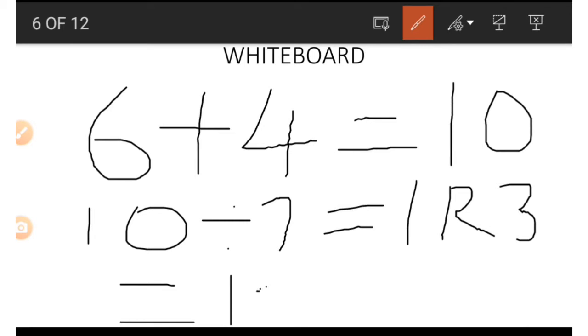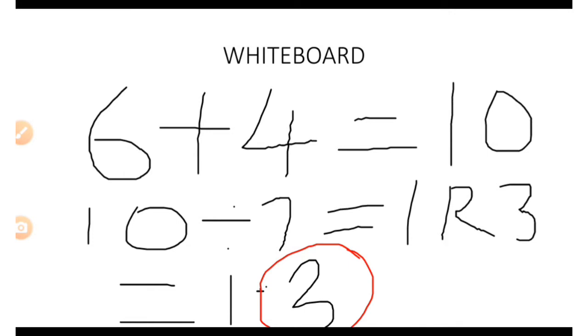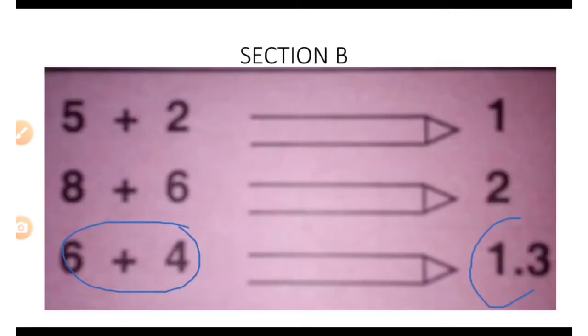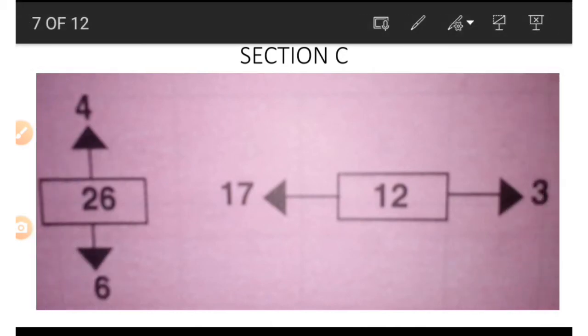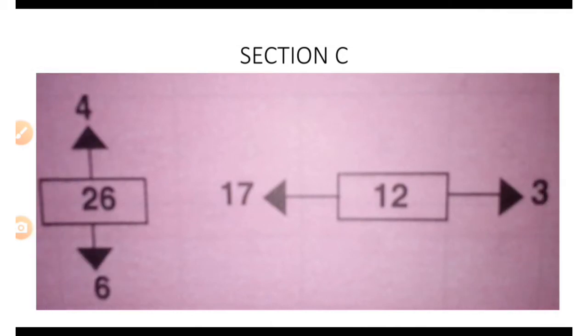So this is how this exercise is done. So it's 1.3. Alright. So take note of that. While you are adding, it is not 0.3. So now let's look at the next section, section C.